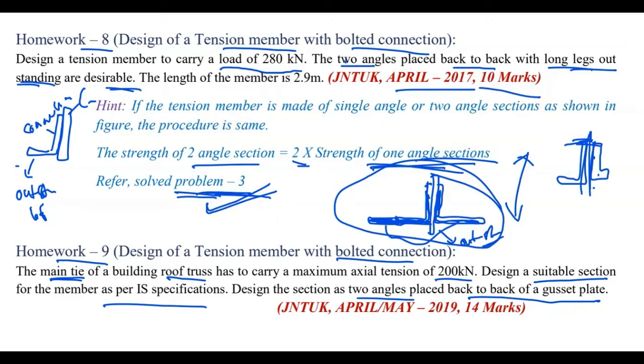These two problems are similar, just the load acting on them is different, isn't it right? So let's find out here. In this problem number 9, you cannot check the slenderness ratio because the length of the section is not known, so you cannot do that. But in problem number 8, the length of the member is given, so you can check the slenderness ratio after choosing the section. Okay, and this homework number 9 was given for 14 marks in your May 2019.